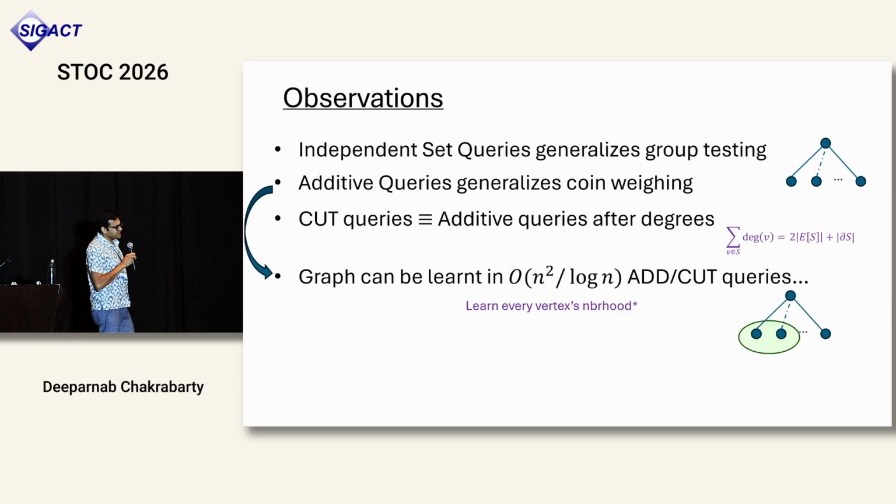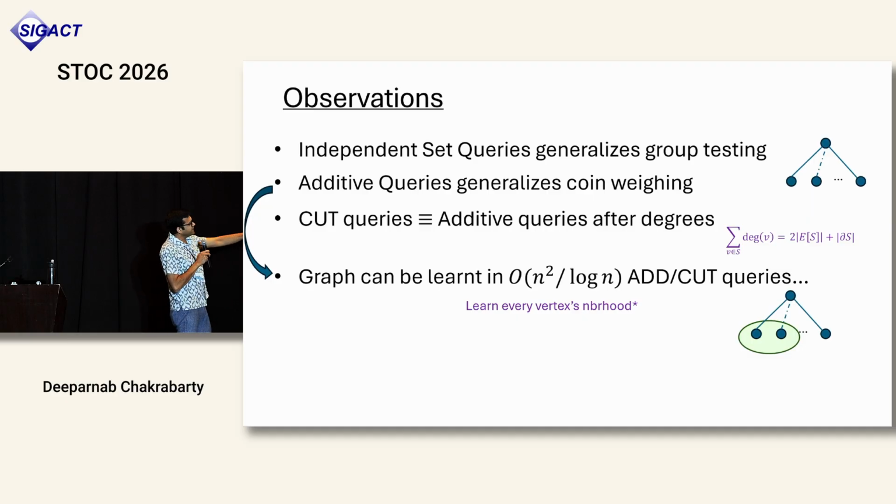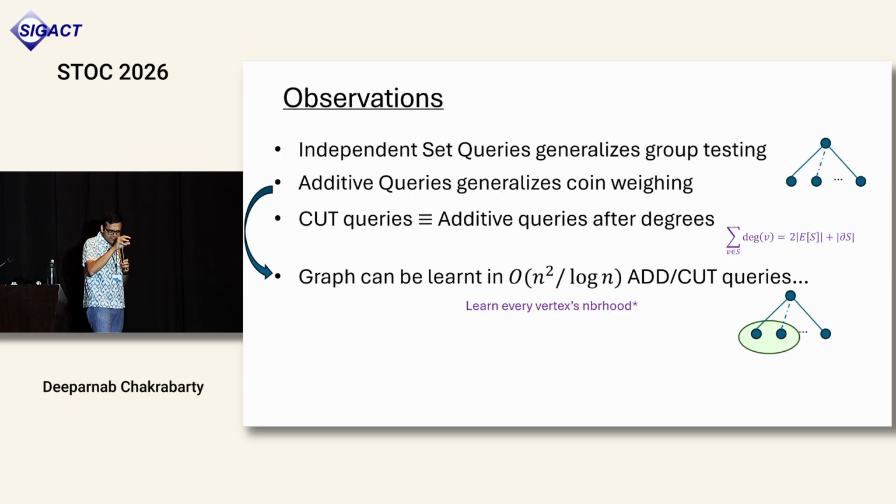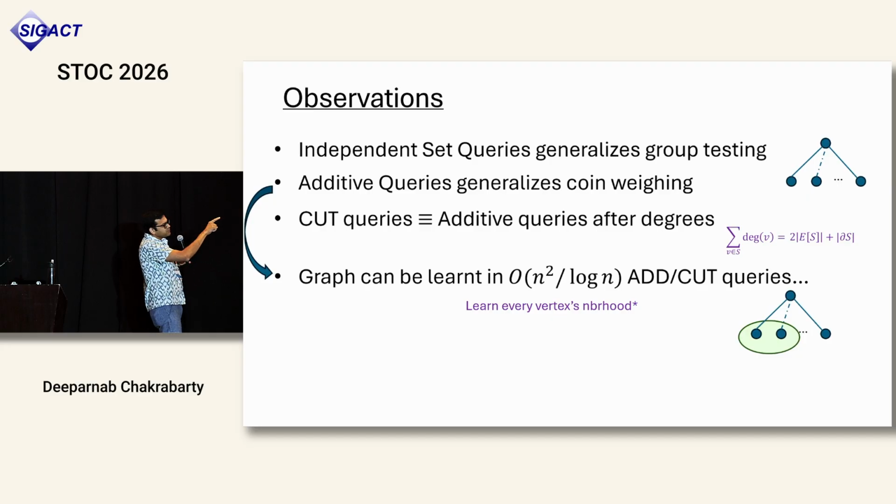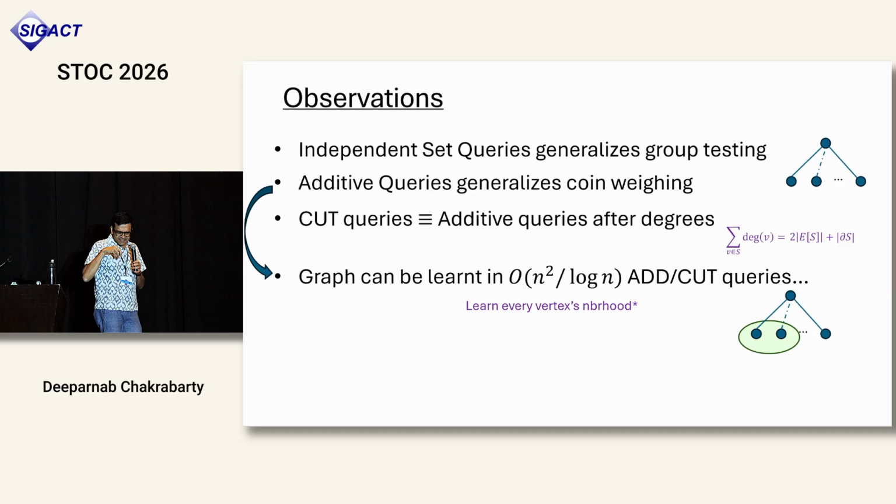The third observation, which takes a little bit of time to think about, is that I can go vertex by vertex and try to reconstruct the edges that are incident on them. If I use coin weighing ideas, then I can actually learn the graph. I apply the coin weighing algorithm for every vertex, and I pay n by log n for every vertex. There are n vertices, so n squared by log n additive or cut queries suffice to learn the graph.